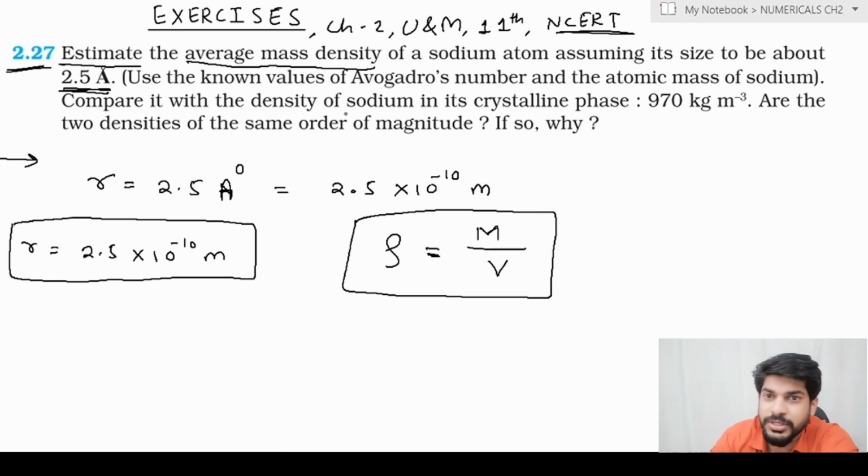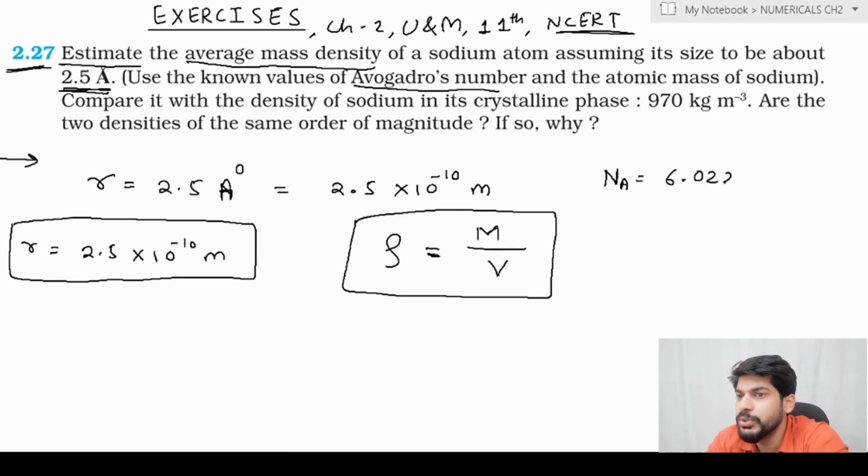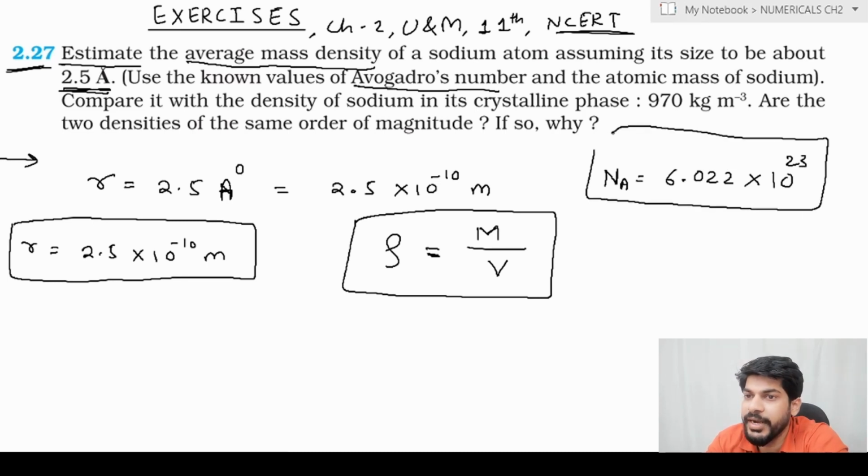This is simple actually. First of all, they are saying we have to use Avogadro's number. Now what is Avogadro's number? It is N_A equal to 6.022 into 10 raised to 23. This is Avogadro's number.